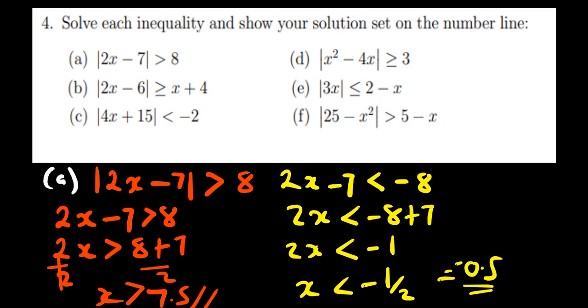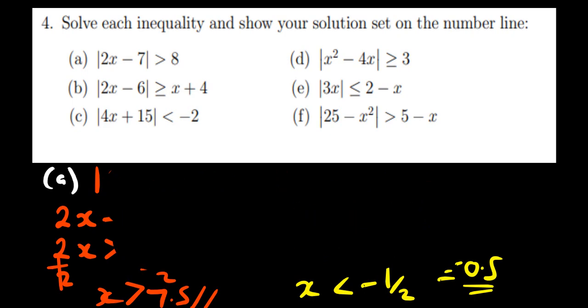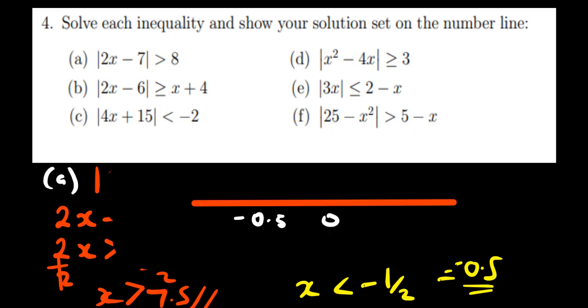So they have asked us also to show the solution set on the number line. So you can draw a number line. So allow me to write it here. Let me say this is our number line. Okay, so what are we going to have? We have negative 0.5, let me say 0 is here. Then let me say our 7.5 is there.